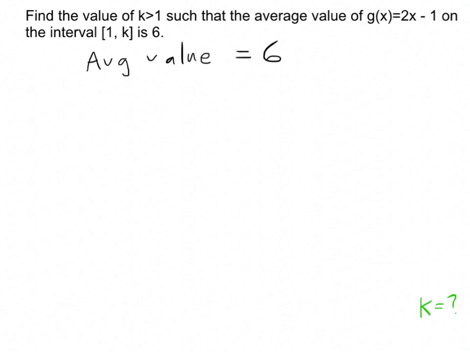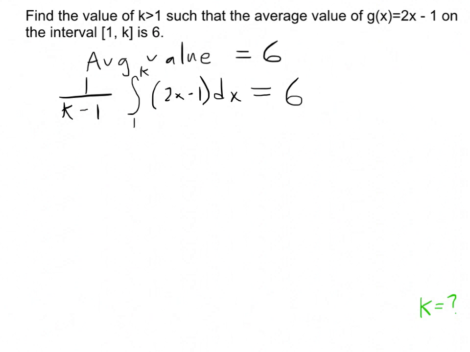We found that in order to find the average value, I'm supposed to do 1 over b minus a. My values of b and a are k and 1. So I'll do 1 over k minus 1 times the integral from 1 to k of my function 2x minus 1 dx. And I'm saying that this needs to be equal to 6.